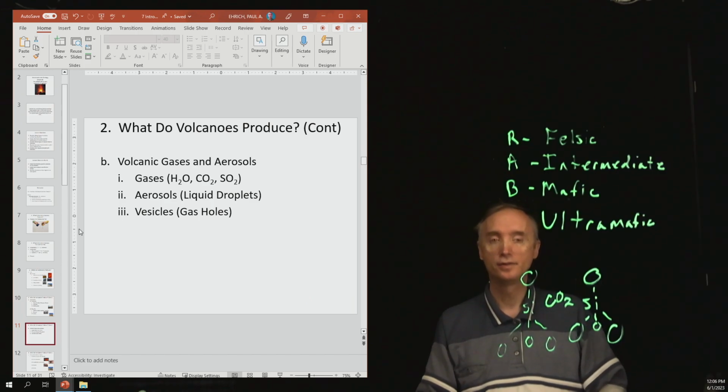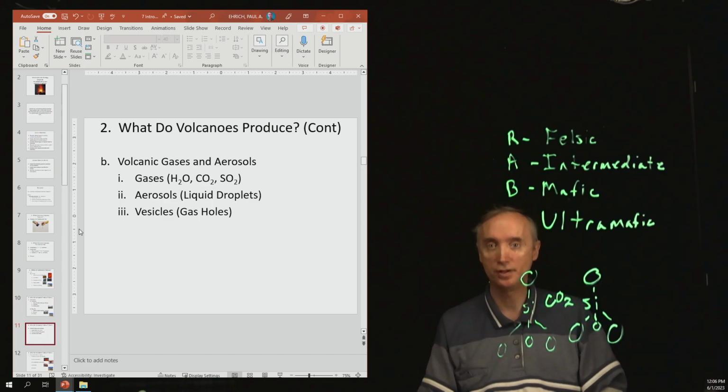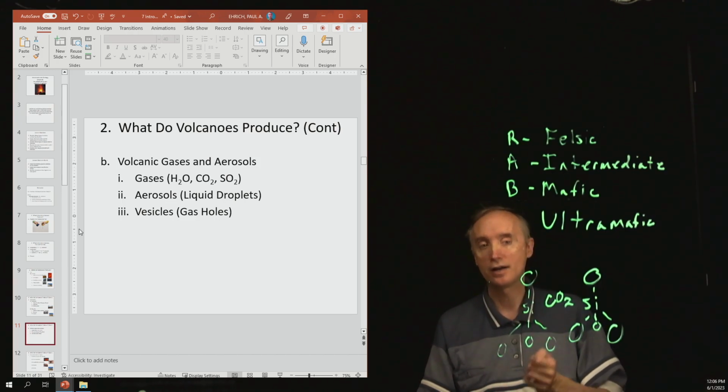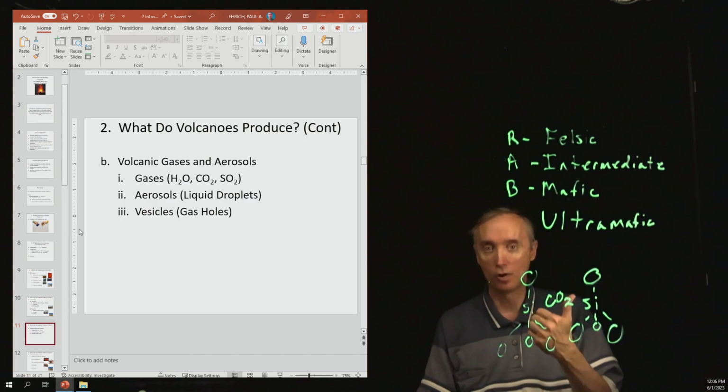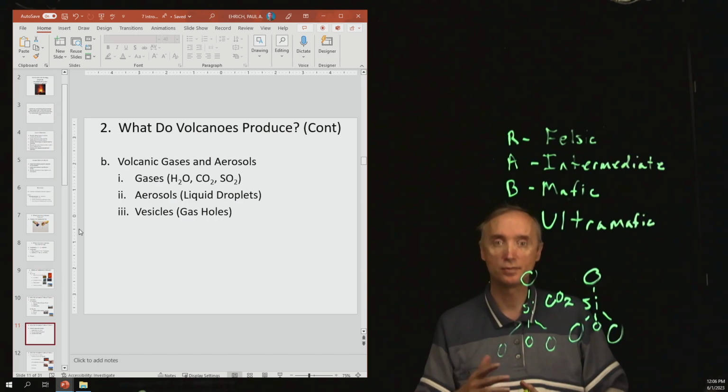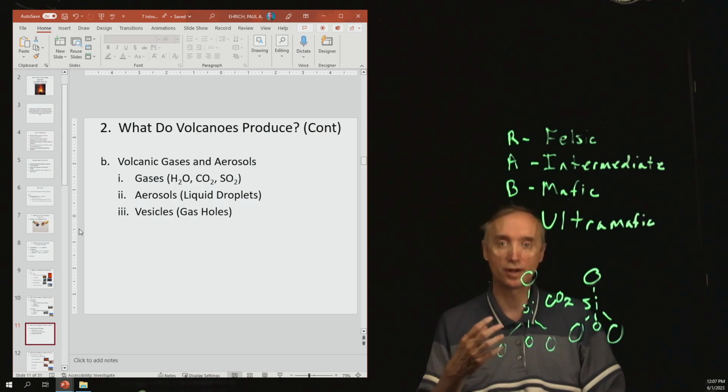Okay, another thing that a volcano can produce in addition to lava is going to be gases and aerosols. So you've got to know what gases come out of volcanoes. It's going to be water gas, carbon dioxide gas, and then sulfur dioxide gas. So all of these different gases come out of volcanoes. Also, you have liquid droplets of materials, which are going to be called aerosols.